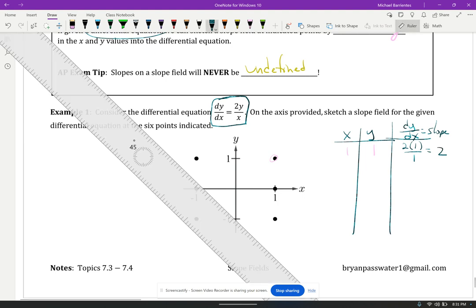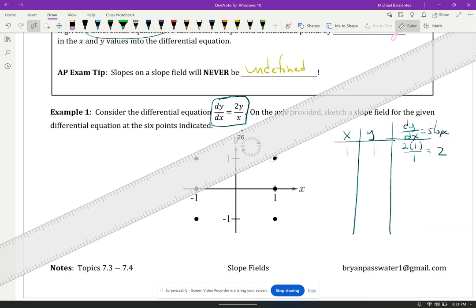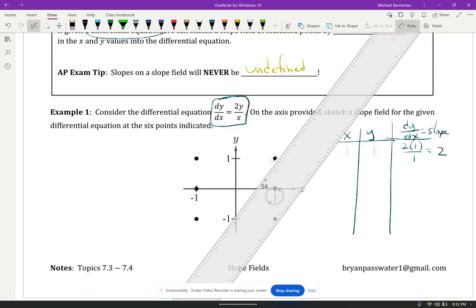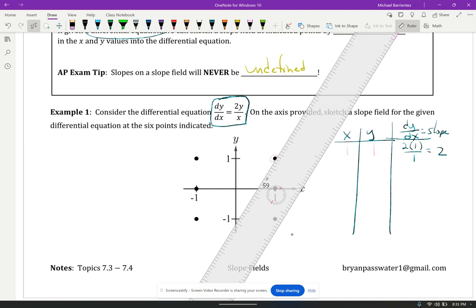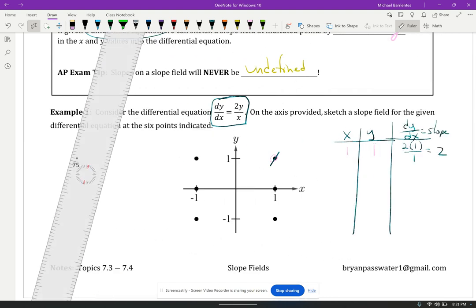All right, well, let me use my handy dandy ruler here. So how do I know where a slope of 2 is? It has to go through that point, but it has to have a slope of 2. Well, if I draw a line segment here, this goes up 2 over 1. Hey, I have a slope of 2. So I'm going to draw a little segment through there, and I'm done with the first one. I'm going to go to the next one.